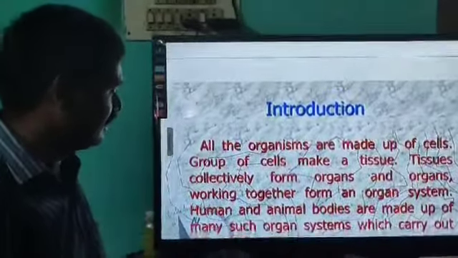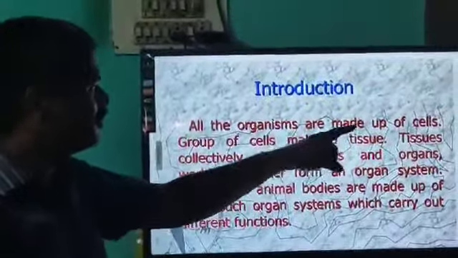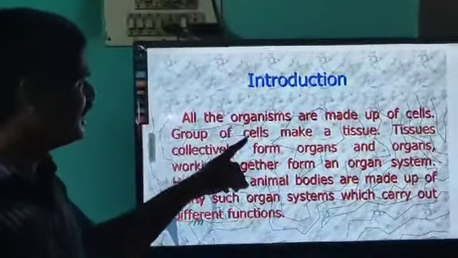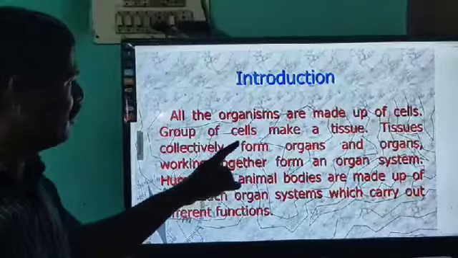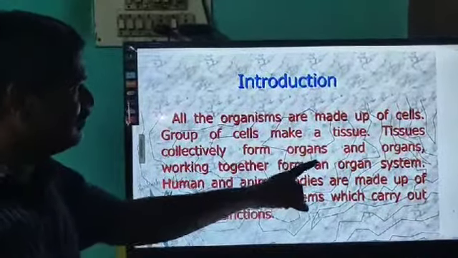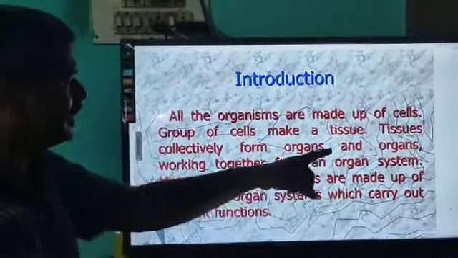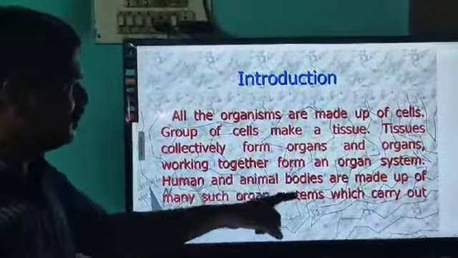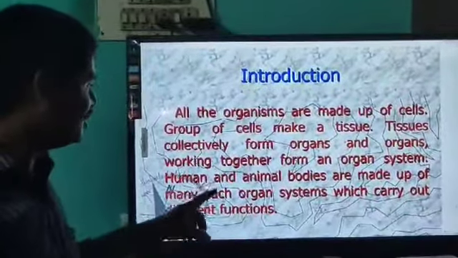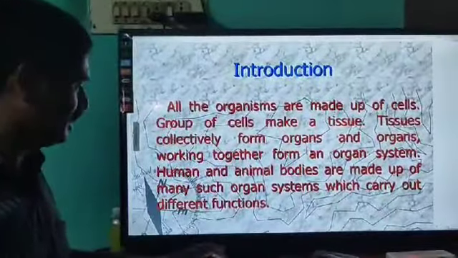Introduction. All organisms are made up of cells. A group of cells makes a tissue. Tissues collectively form organs, and organs working together form an organ system. Human and animal bodies are made up of many such organ systems which carry out different functions.